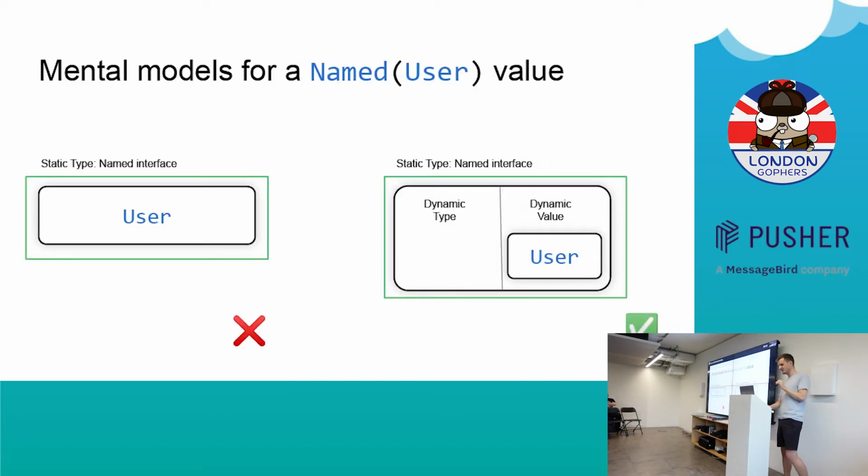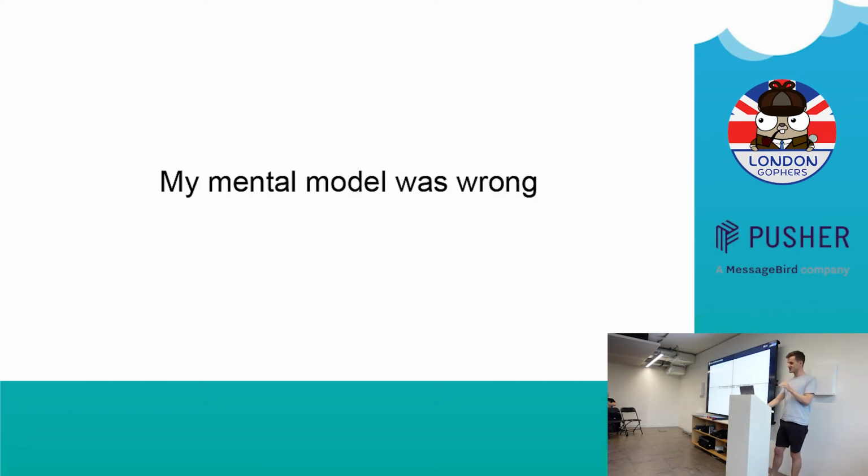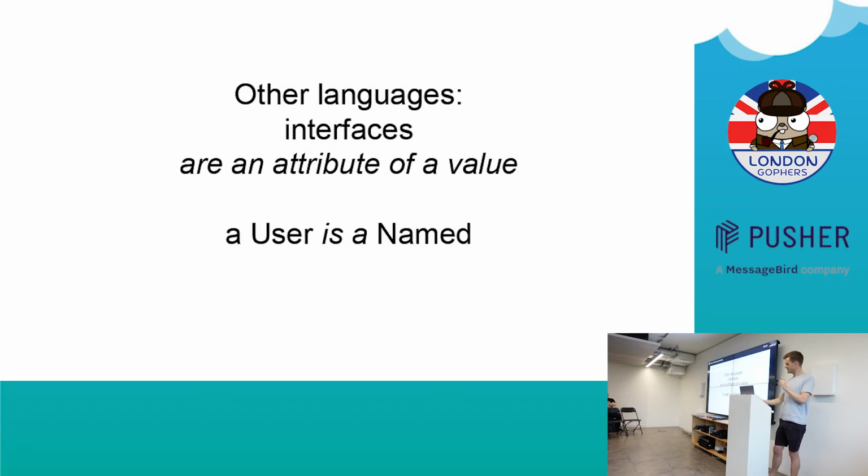Stored in interface values. That is not how I talk about interfaces in any other language. Because my mental model here was effectively that we had a static type value. The static type of the value was a named interface, and just inside there was a user, the bits and bytes of the user. But what seemed to be happening was something different. It was talking about two different things, a dynamic type and a dynamic value, which is really weird. My mental model was clearly wrong. See what I mean here?